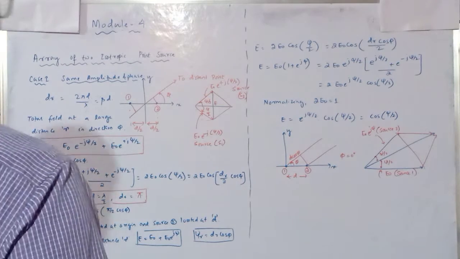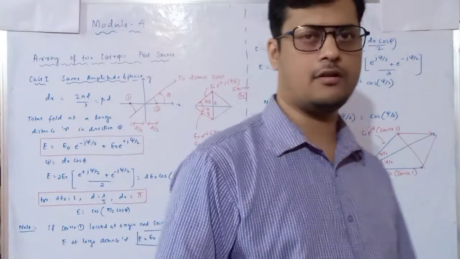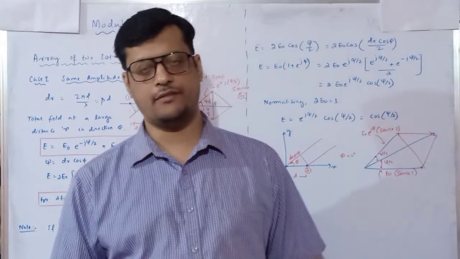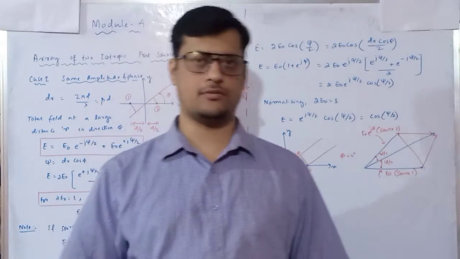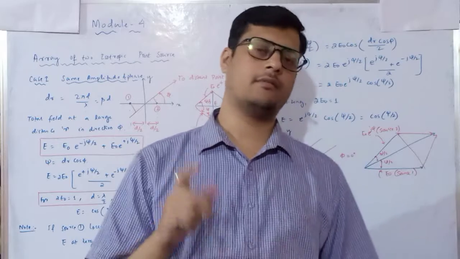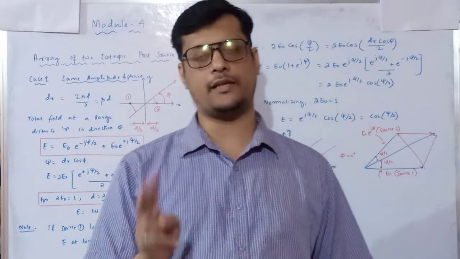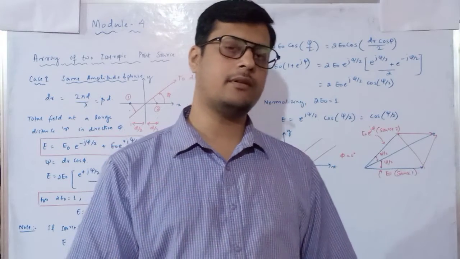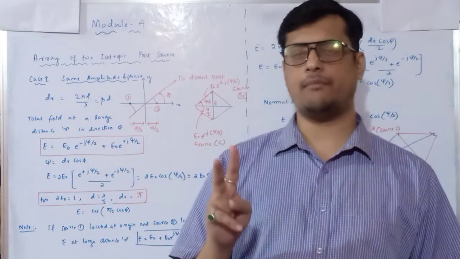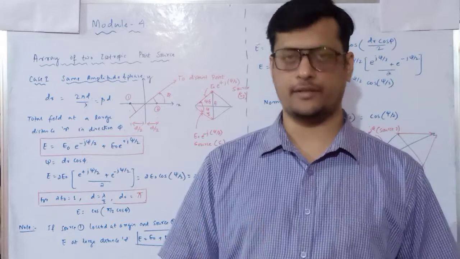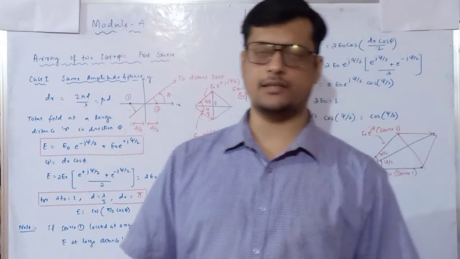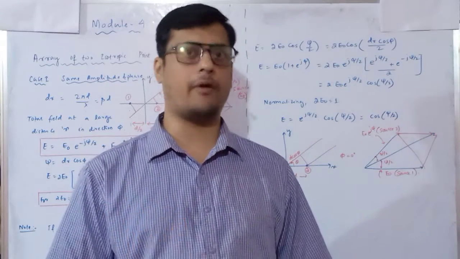Okay, so this is the special case for the point source, if there is more than one point source available. Okay, first we will discuss if the two point sources have the same amplitude and same phase. Second, we will see the case of same amplitude and opposite phase. These are the two special cases we will see with respect to the array of point sources.